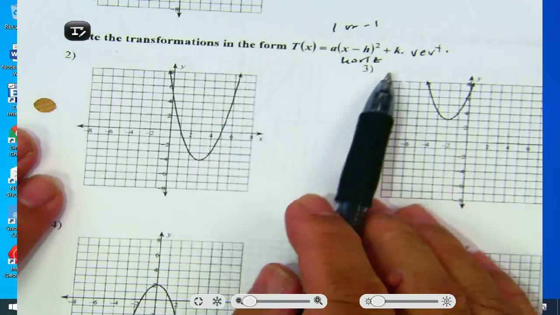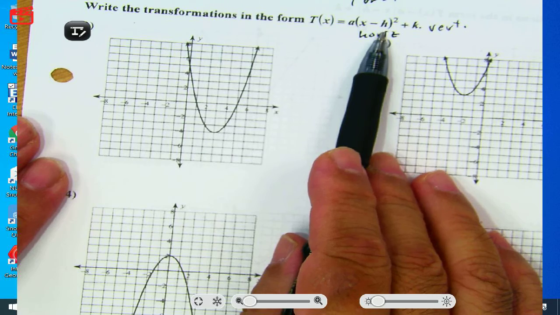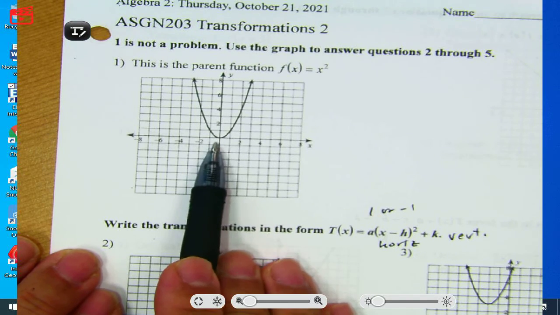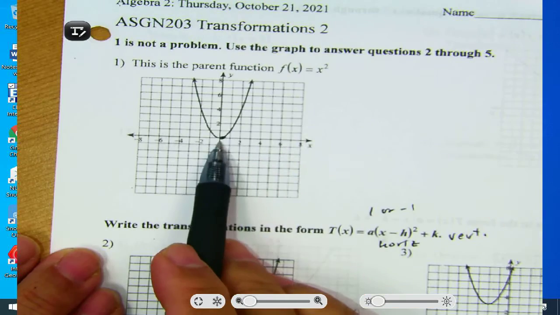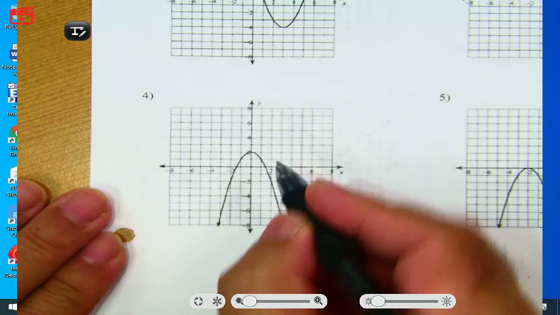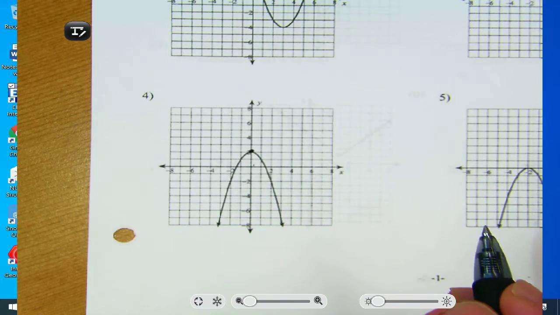Alright? So I'm going to do number 4. Now, H and K: H is the horizontal shift. In other words, here, the original function is centered at 0, 0. So the best way to do it is check to see where the vertex moved to. Looking at number 4, the vertex moved from 0, 0 to 2, 0.